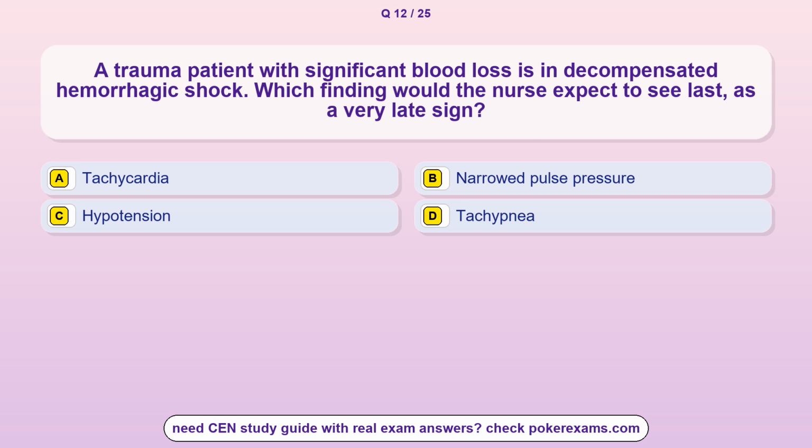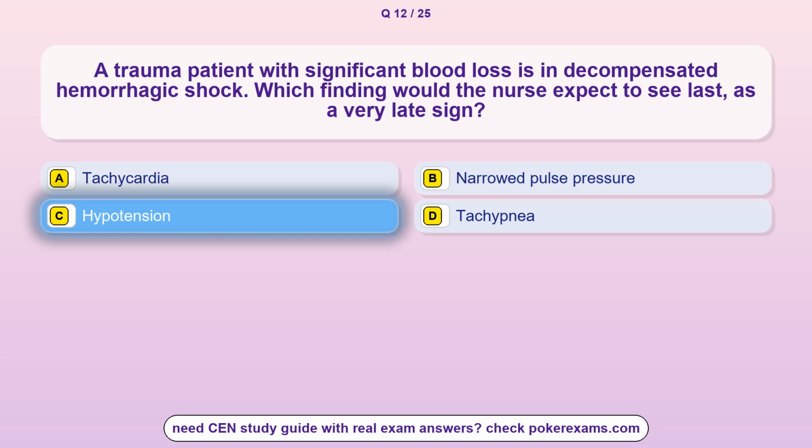Question 12. A trauma patient with significant blood loss is in decompensated hemorrhagic shock. Which finding would the nurse expect to see last, as a very late sign? Option A, tachycardia. Option B, narrowed pulse pressure. Option C, hypotension. Option D, tachypnea.